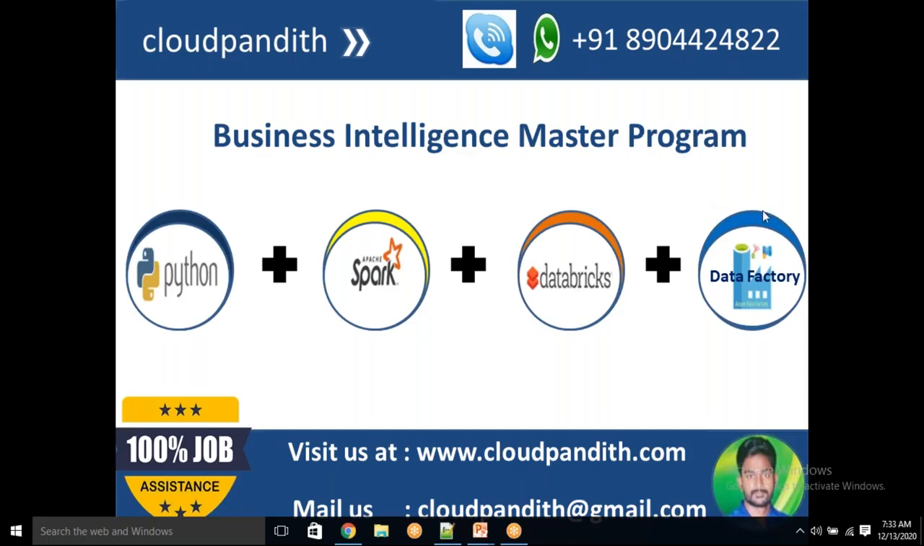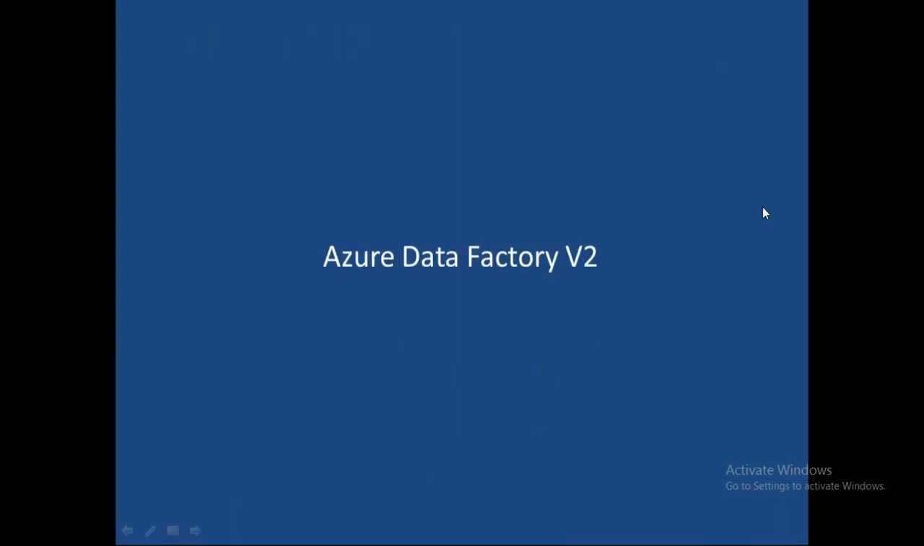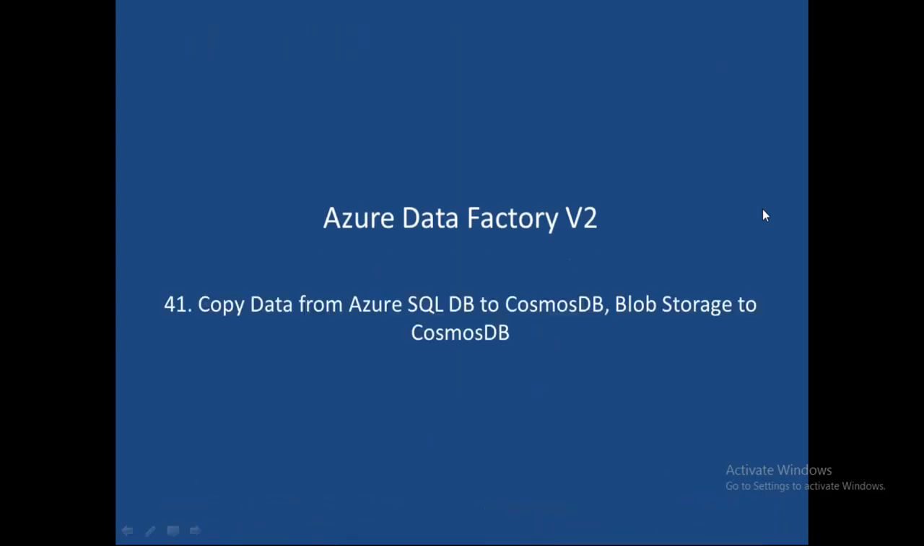Good morning, friends. In this Business Intelligence Master Program session, we are going to see how to copy data from Azure SQLDB to CosmosDB, and also how you can copy data from blob storage to CosmosDB. We are going to do a total of 4 labs. One is copying data from SQLDB to CosmosDB, and vice versa, meaning CosmosDB to SQLDB in the reverse way. In the same way, copy data from blob storage to CosmosDB, and CosmosDB to blob storage. Those are the 4 labs we are going to see.